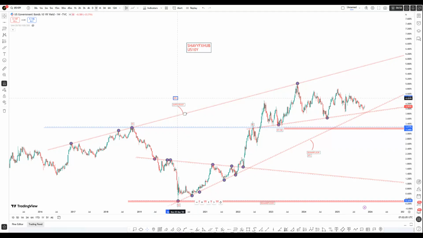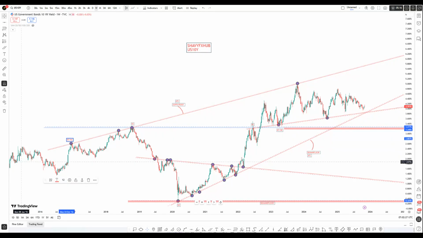So let's put some of the reactions into perspective. We have here ROS, and this is actually a breakout from the structure. So it's not just an ordinary ROS. This is a retest candle. Every reaction on that supply roof is a retest candle, and I can see it.